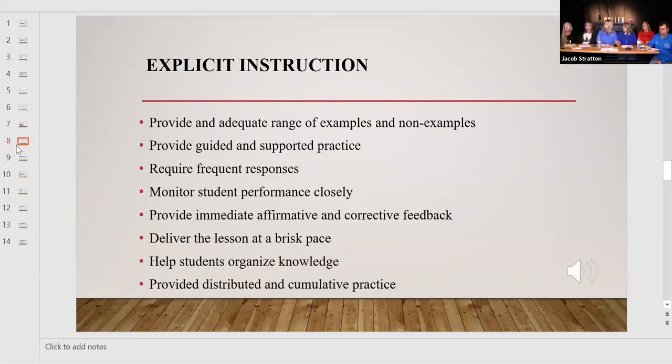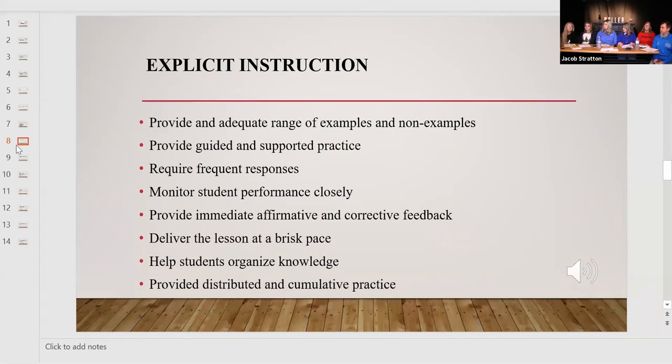Yes, we're going to talk about, first of all, the importance of providing a range of examples and non-examples for our students. All students, of course, benefit from this, but especially our students with disabilities need a wide and adequate range of examples and non-examples. Also, Dean Paul's already talked about providing guided and supported practice for our students. It's very important that they are led and guided and monitored, which leads into we don't know what they're thinking unless we require those frequent responses. So, of course, that keeps the students engaged, and therefore not only are they learning, but they're behaving and hopefully staying out of trouble as well.